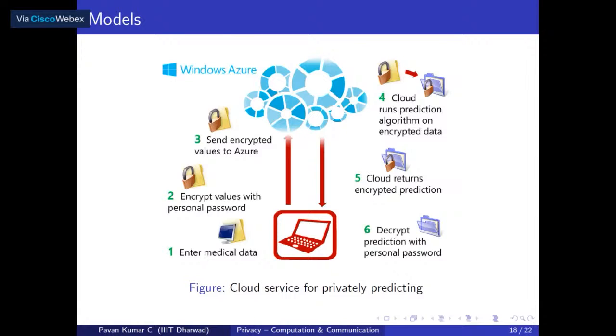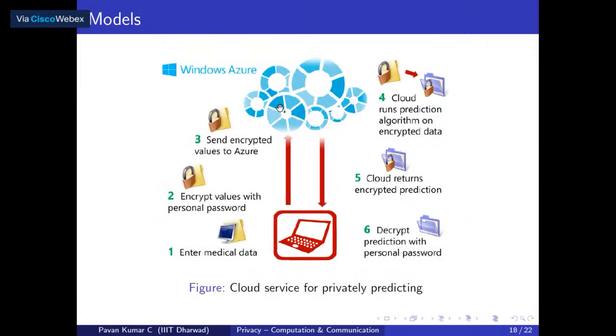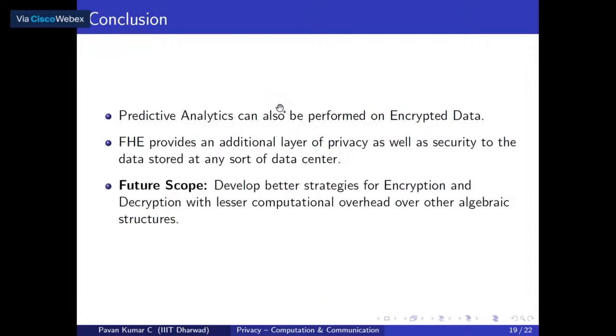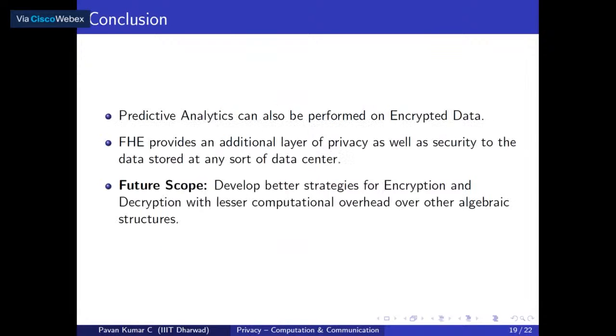So we can see that at no point has the data privacy been compromised, even for data at rest. This is one part of the talk, which forms the privacy preserving computation. What can be drawn as a conclusion from this part is that we can even do predictive analytics over the encrypted data, and it also provides an additional layer of security or privacy to the data stored in any sort of data center, whether on premise or with boundary constraints or whatever. So we can do it.